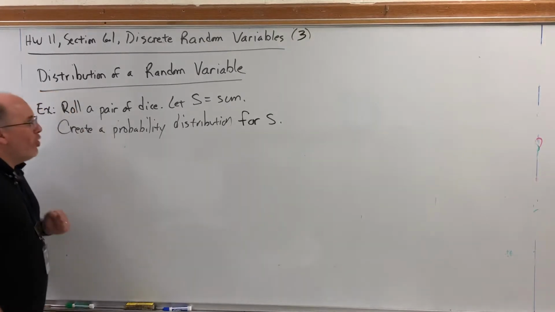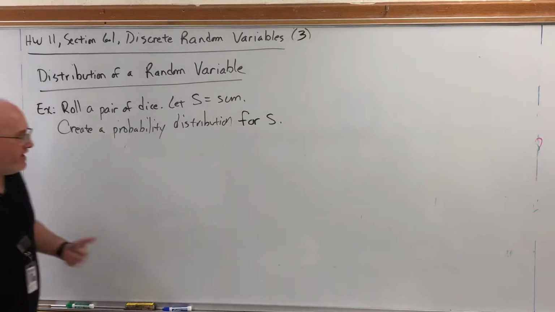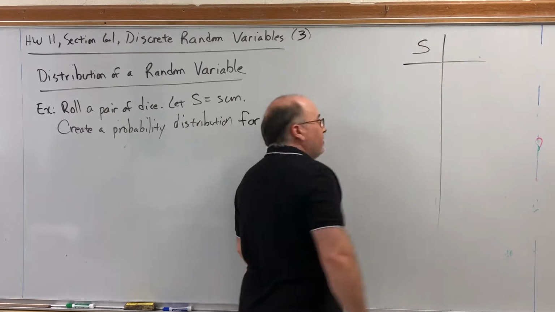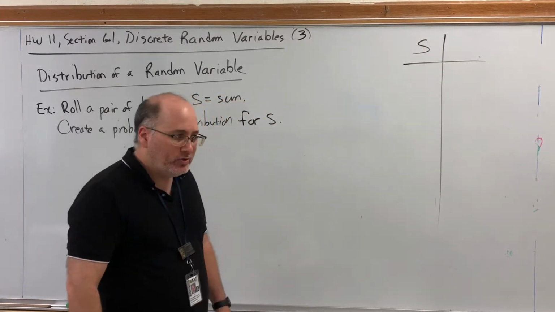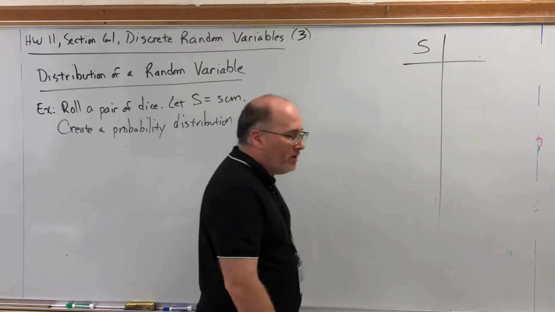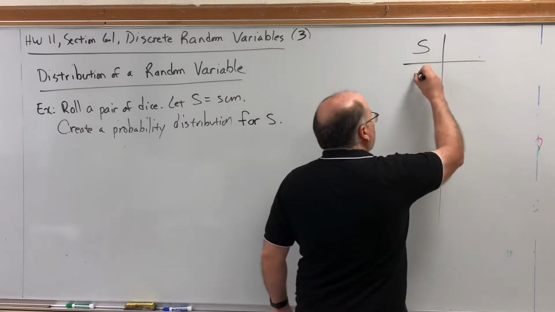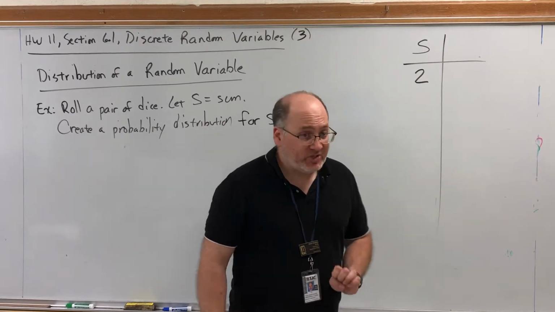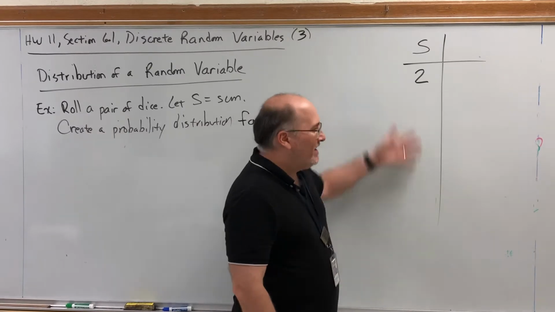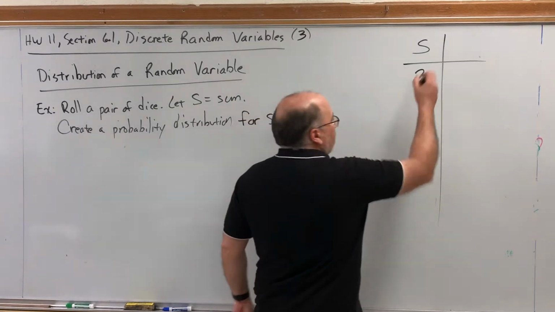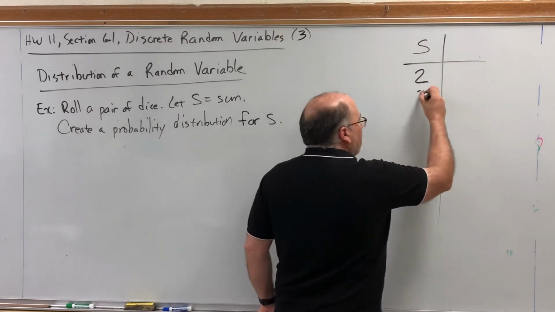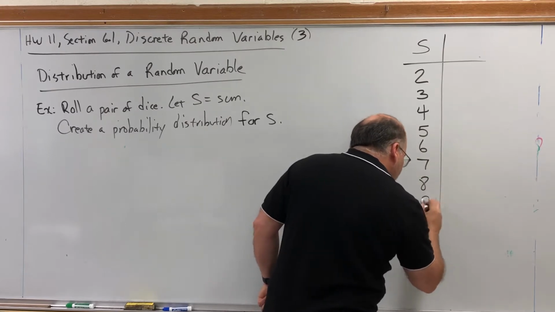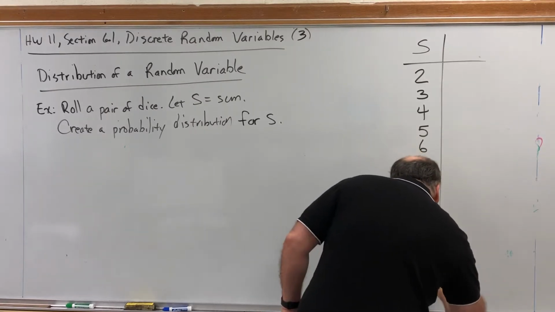All right, if we're going to make a distribution table for S, we need to ask ourselves two questions. The first question is, what are the possible values of S? If you roll a pair of dice and add up the numbers, what is the least sum that you can get? If you roll a pair of ones, you can get a 2. What is the greatest sum you can get? You would have to roll a pair of 6s. That greatest sum would be 12. And I can obtain every sum in between. So our possible values for S are 2, 3, 4, 5, 6, 7, 8, 9, 10, 11, and 12.